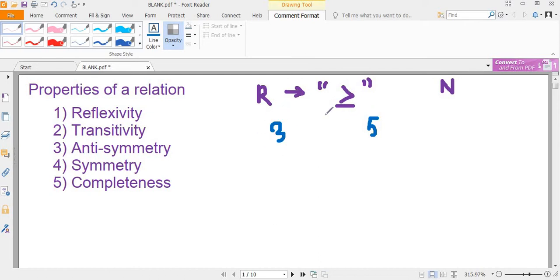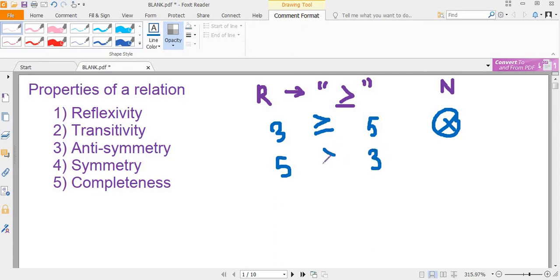And 5 is also a natural number or a positive integer. Now if I take 3 and I take 5, and if I put the relationship like this, is this true? Is 3 greater than or equal to 5? The answer is no. 3 is not greater than or equal to 5. So in this case, if I take 3 and 5, the relationship does not hold.